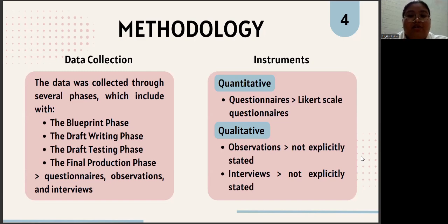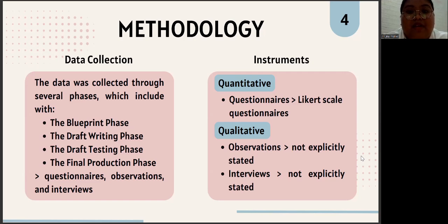As I said before, when conducting the phases, the researchers also used questionnaires, observations, and interviews as data collection. In this study, the researchers also used some instruments, namely questionnaires, observations, and interviews. Quantitative data is collected through questionnaires. The researchers used Likert scale questionnaires to gather data from students about the material.